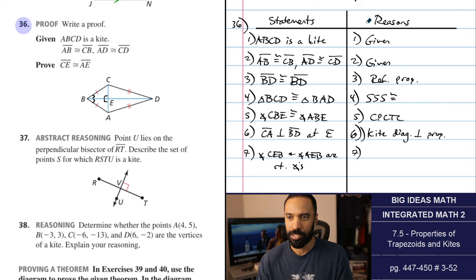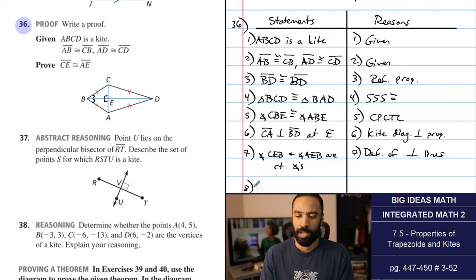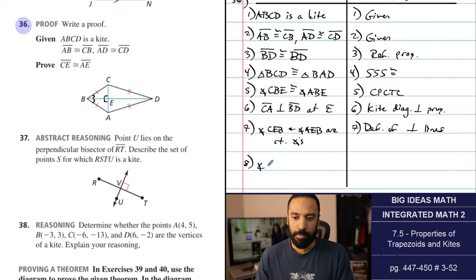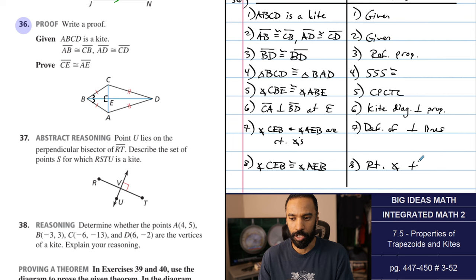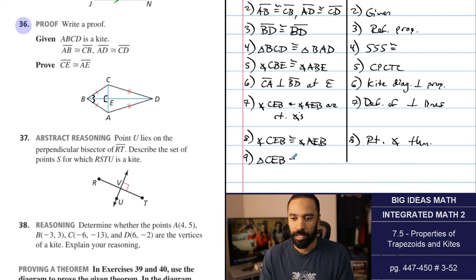Hold on, I have one too many things here. And then angle CEB congruent to angle AEB by the right angle theorem. All right angles are congruent, basically. So now that I have that, now I can use this angle-angle-side. So two more steps. Triangle CEB congruent to triangle AEB, using angle-angle-side, see what's marked.